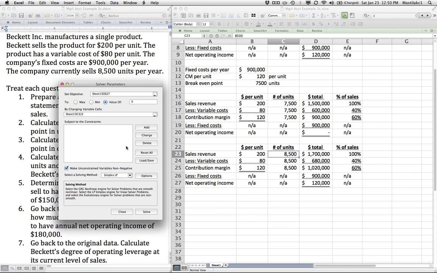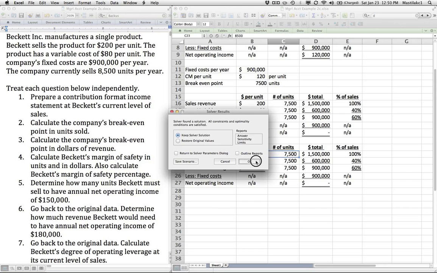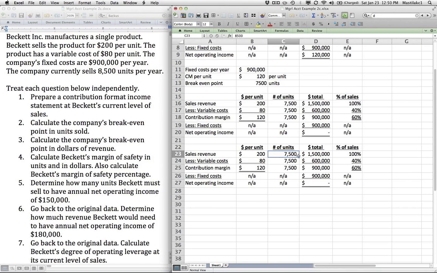We don't need any other particular constraints, so we'll just go ahead and hit solve, and Excel will do its work and come up with a number of 7,500. So if for whatever reason you're more comfortable using solver than using Excel to do the algebra, you can do it that way. So those are three ways we can come up with the break-even point of 7,500 units sold. So that's requirement 2, break-even point in units sold.